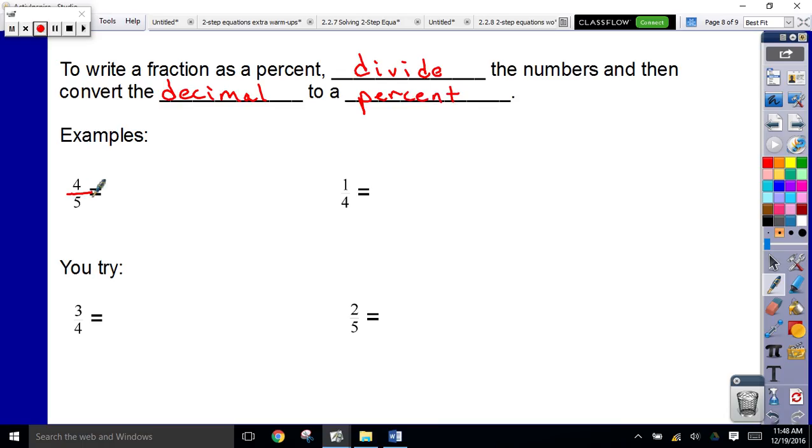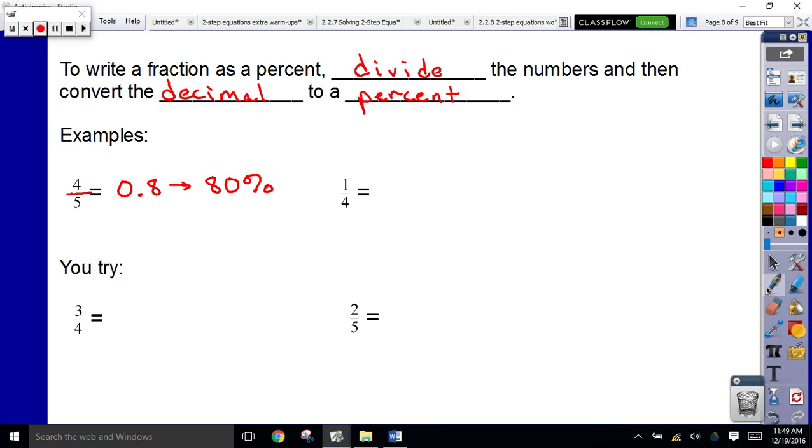Okay, so as an example, we have 4/5. So if we do 4 divided by 5, and you're allowed to use your calculator this time around for these kind of problems, we get 0.8. Converting that to a percent, we move the decimal over 2 places, we have to add a 0, so we get 80%.